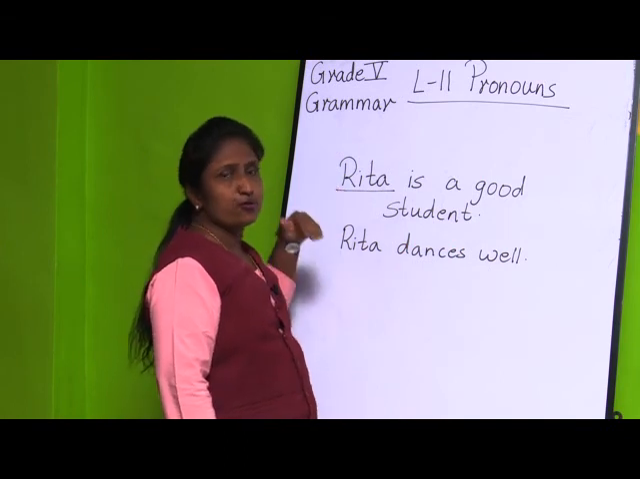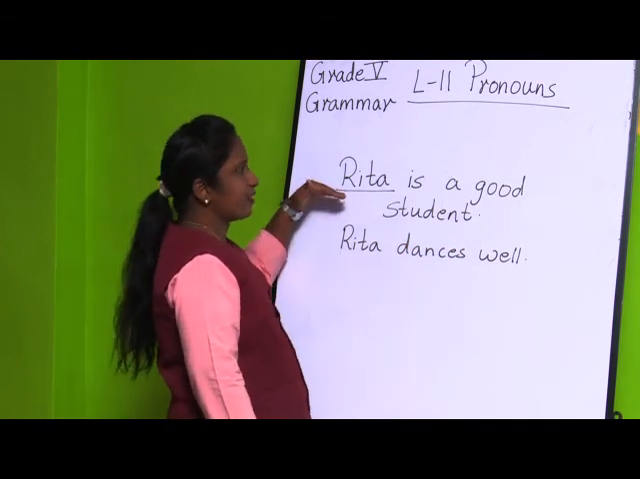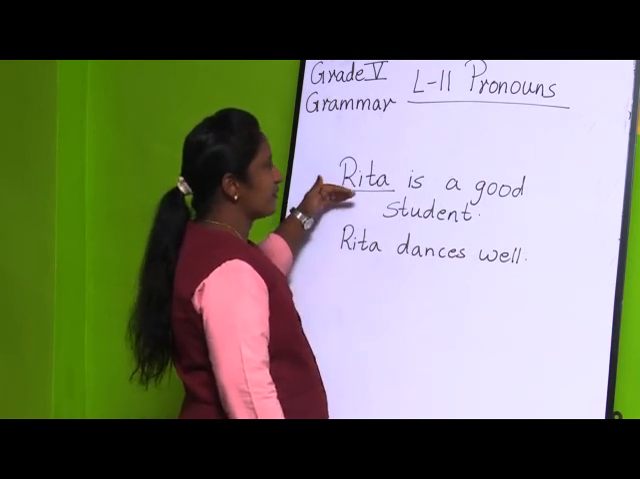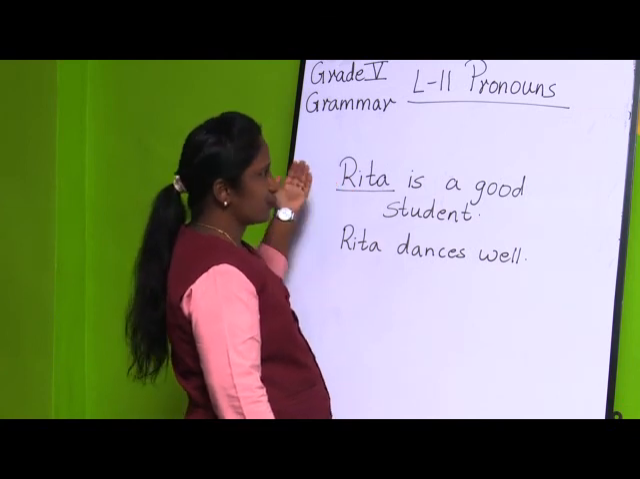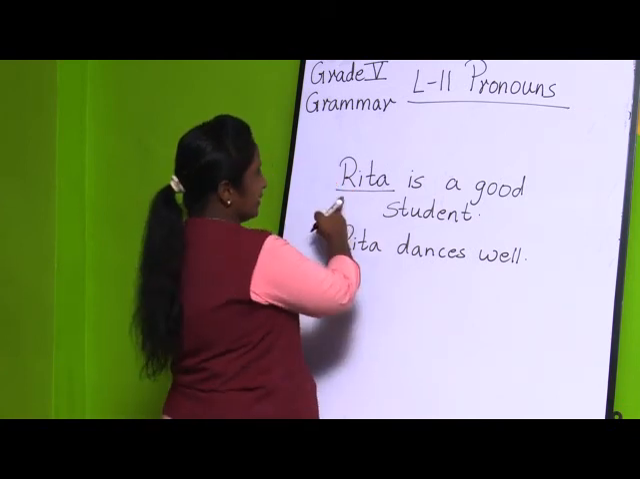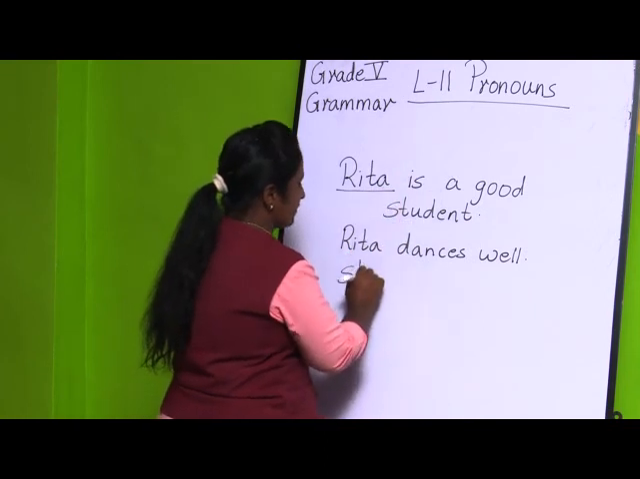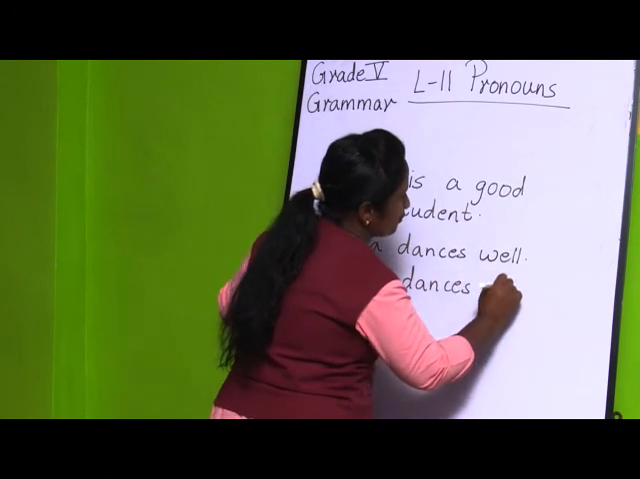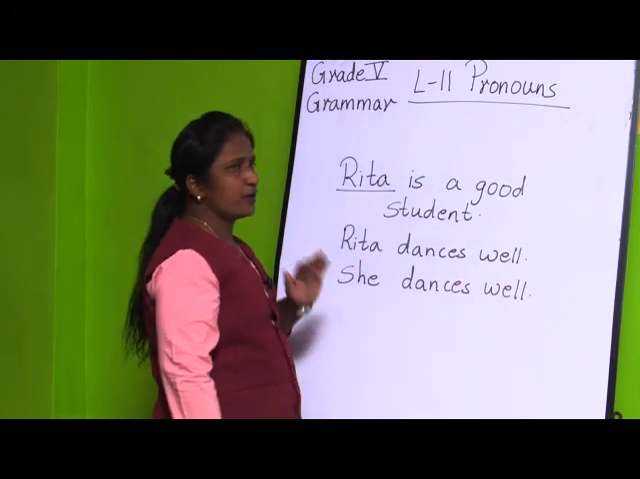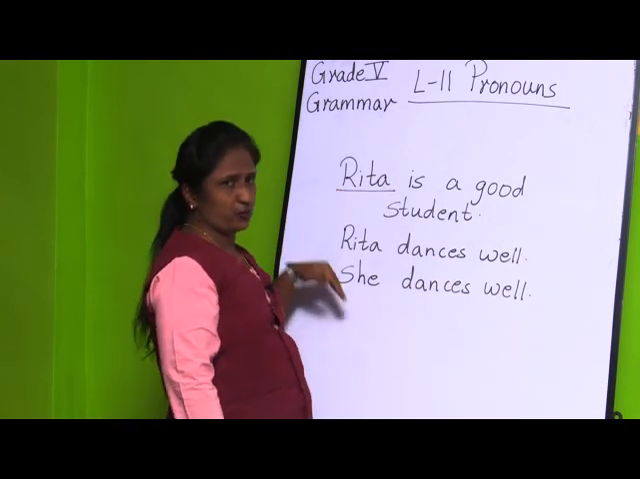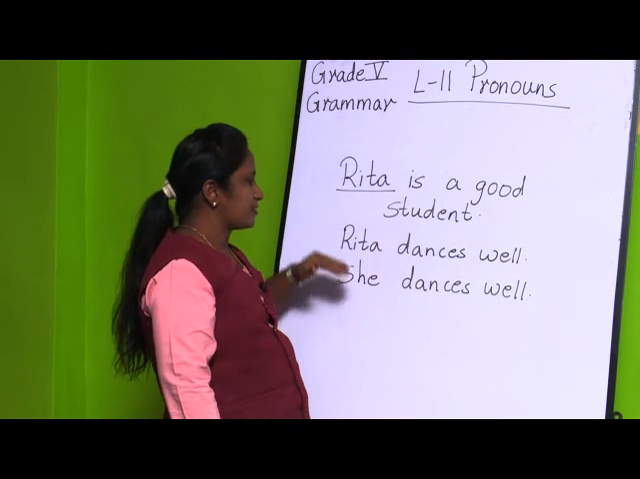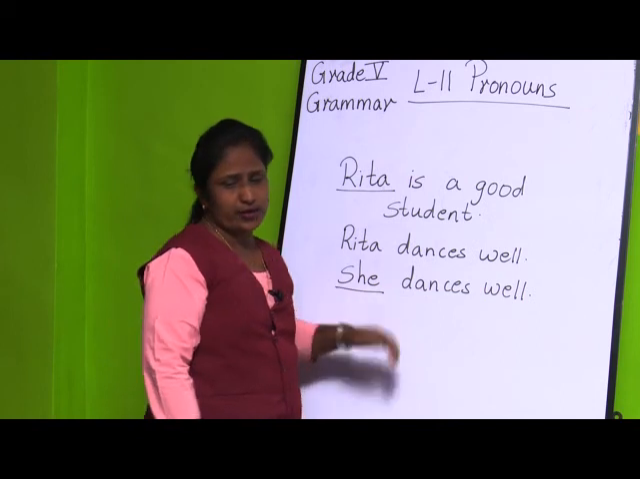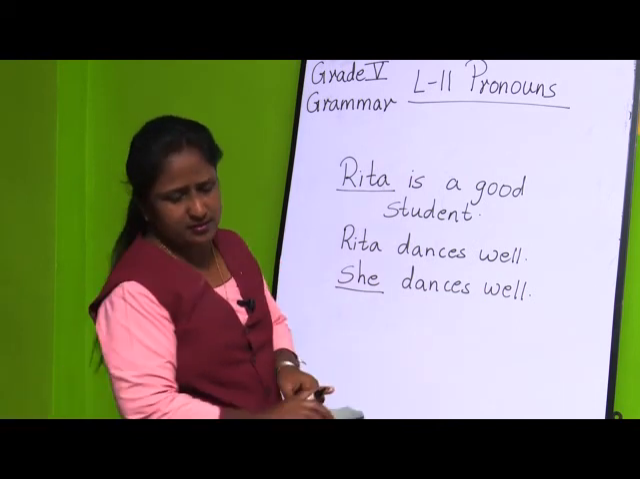Instead of Rita, we are going to use another word. She is a girl, her name is Rita, so we use the other word she instead of the noun. Rita is a student, then instead of Rita we use the word she. She dances well. The word which is used in place of a noun, this word she, is called a pronoun.